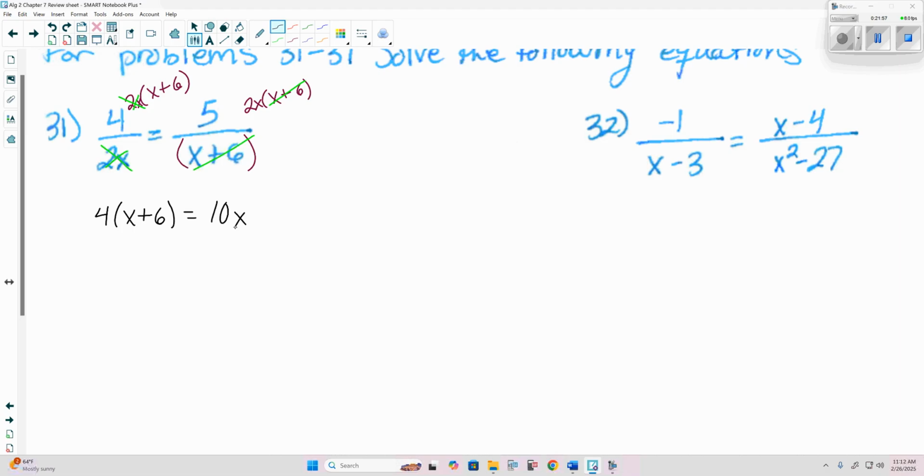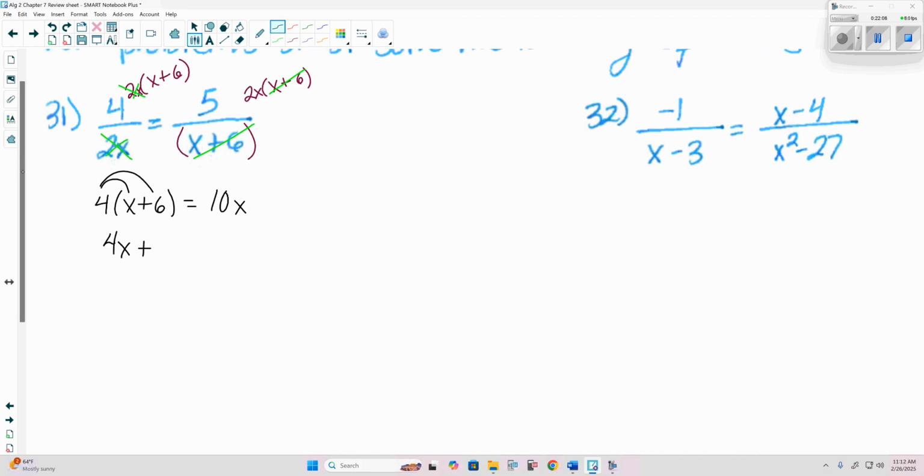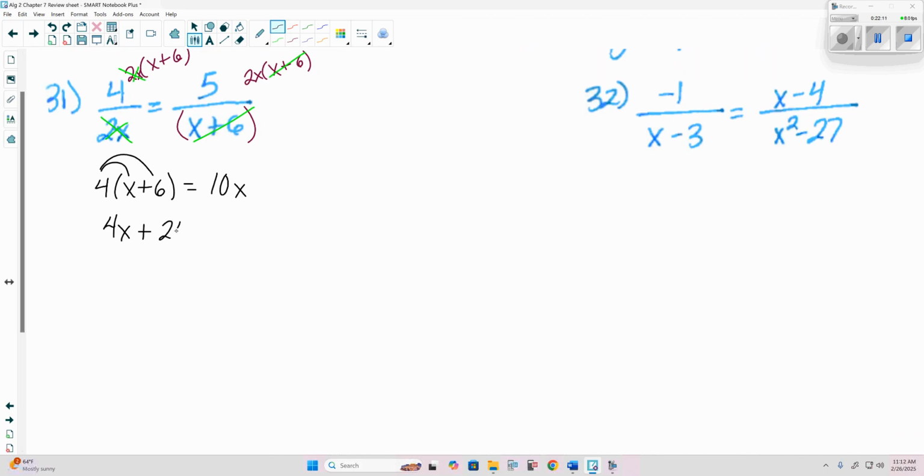So really with all the solving, we multiply through and solve what we have left. On the left-hand side, we can distribute the 4. 4 times x is 4x. 4 times 6 is 24.